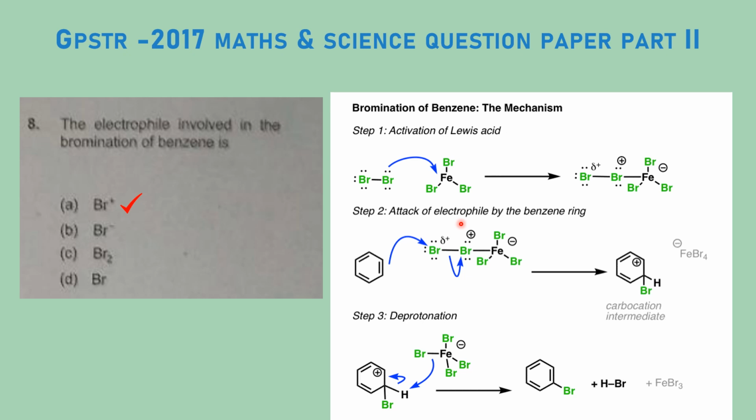Here this is the mechanism of bromination of benzene. This is very important. Remember all the steps. It involves 3 steps: activation of the Lewis acid, attack of the electrophile by the benzene ring, and the third step is deprotonation. You have to practice this mechanism, then only can you remember it and write it properly in the exam.